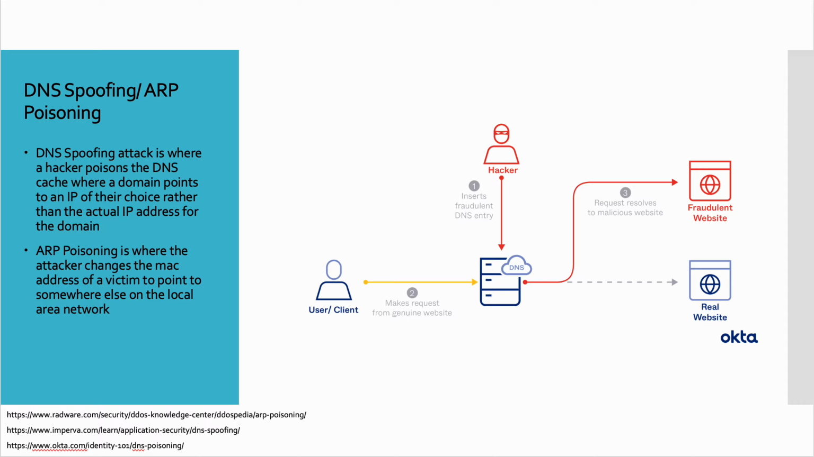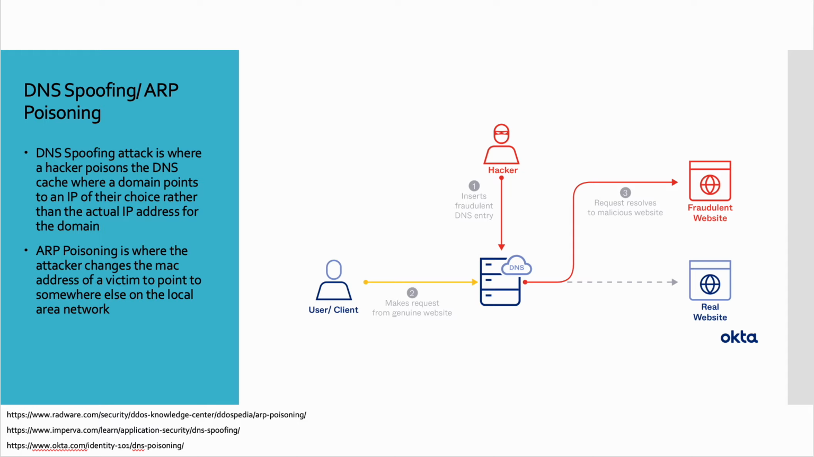So the next one we're going to be talking about is DNS spoofing and ARP poisoning. A DNS spoofing attack, for those of you that don't know, DNS stands for domain name system. When you type in www.google.com, computers don't know what google.com is. So it goes out to a domain name system server and says, hey, where is google.com? It returns that IP address, and then it goes to that IP address.